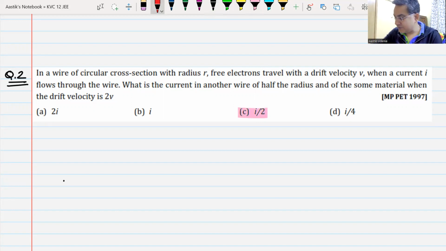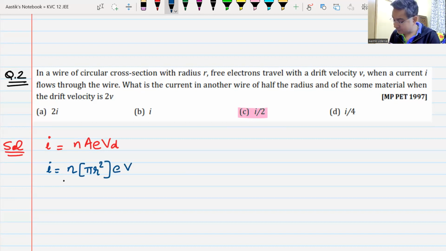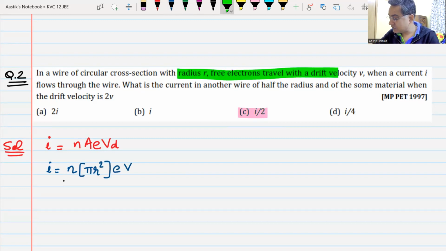You have to be careful in solving questions of this nature. The only formula I have is current is N A E VD. You just have to apply this formula. In the first case, the current is I. Number of free electrons, let me call it N. Area of cross section here will be pi R square, E, and the drift speed is given as V. So this is for the first one: radius R, drift speed V, current I. This is your green one.